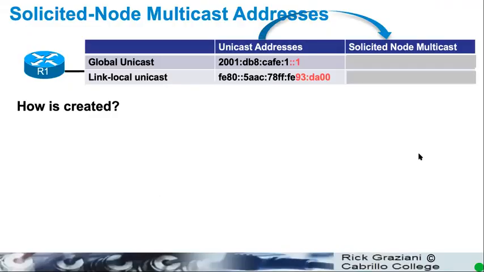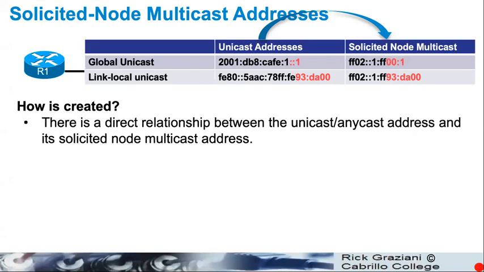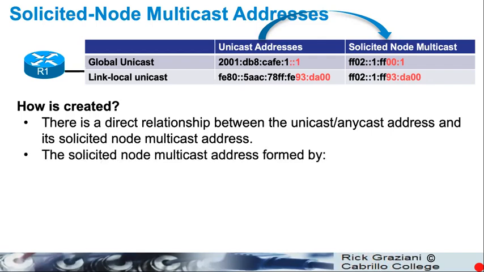Okay, so I said for every unicast address there is a solicited node multicast address. It's created automatically when the device receives or creates a unicast address. For example, the global unicast address has an associated solicited node multicast address. Same thing for the link local unicast address. So there's a direct relationship between the unicast and the solicited node multicast address.